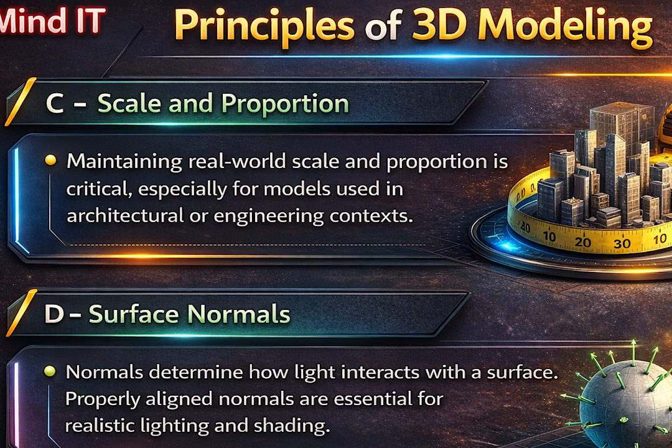D. Surface normals. Normals determine how light interacts with a surface. Properly aligned normals are essential for realistic lighting and shading.